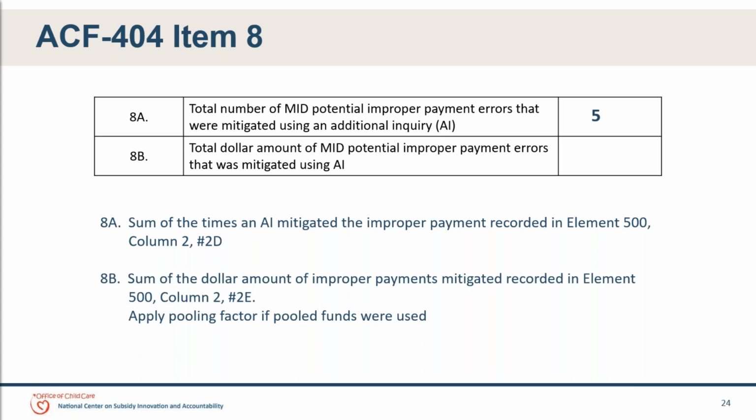8B is then asking for the total dollar amounts that were mitigated, and this is recorded in element 500, number 2E. So again, go back to your worksheets and just add all of those figures up. And similarly to the last item, 7B, 8B is also an item where you're going to want to apply the pooling factor if pooled funds were used. And we'll say that our state had $1,320 of payments that were mitigated.